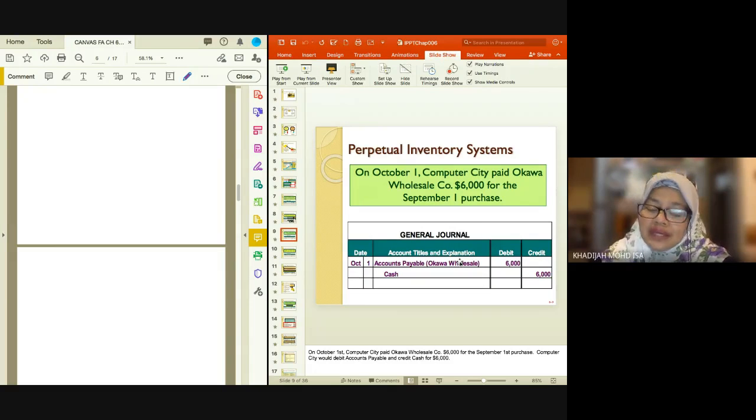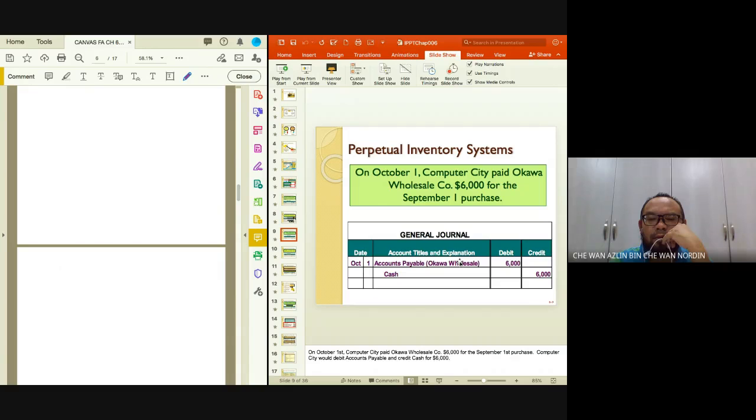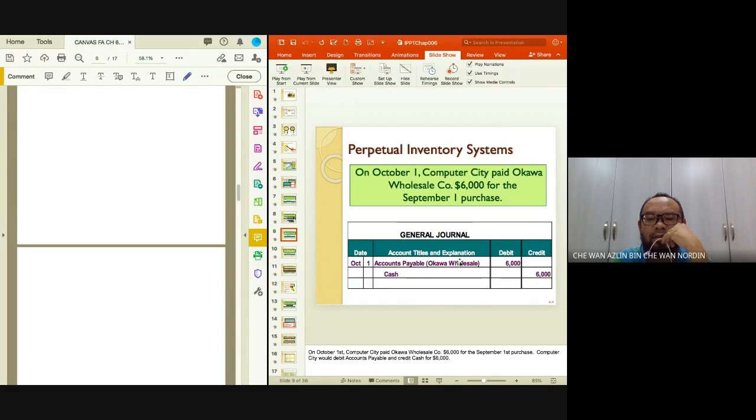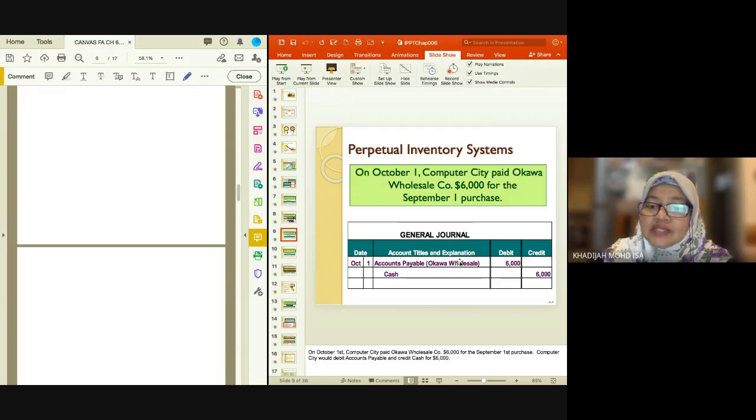Why do you debit your accounts payable? It means accounts payable decreases. Accounts payable decreases, that's why you debit your accounts payable and credit your cash. Because why do you pay out cash? Because you pay your supplier. You pay Okawa Wholesale, then you have to pay out cash lah. So that is when you make payment.